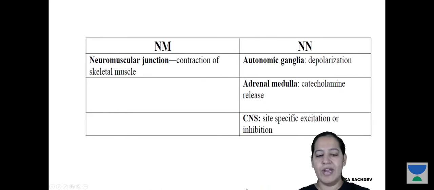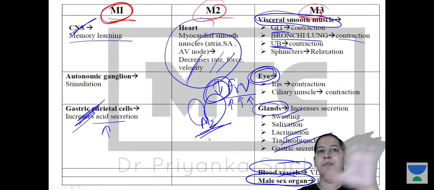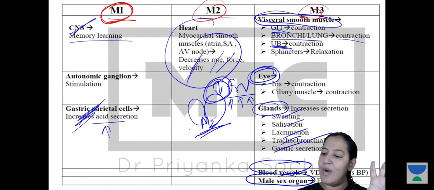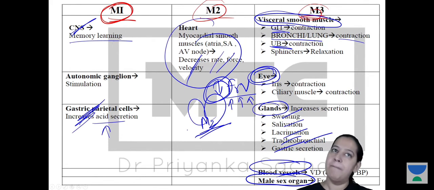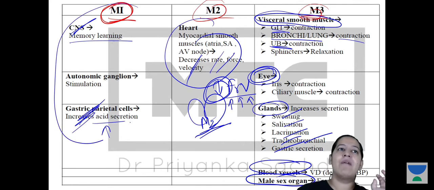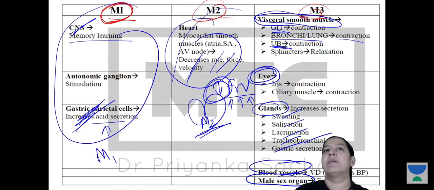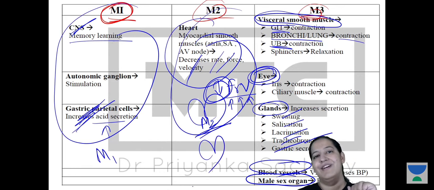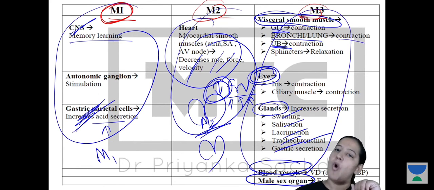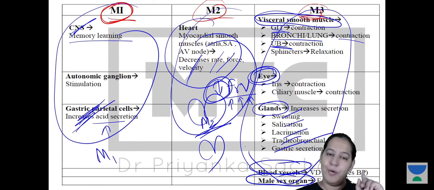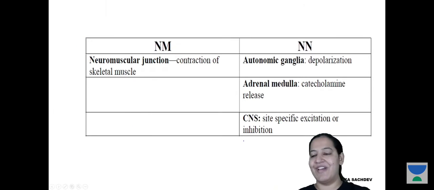There is a mnemonic for it. M1, M2, M3. For those who understand Hindi: पहले खाओ फिर दिल लगाओ, बाकी सब काम बाद में. पहले खाओ means M1 is present in the stomach. फिर दिल लगाओ means M2 is present in the heart. बाकी सब काम बाद में means all other organs have M3. So M1, M2, M3, this is the way you should learn.